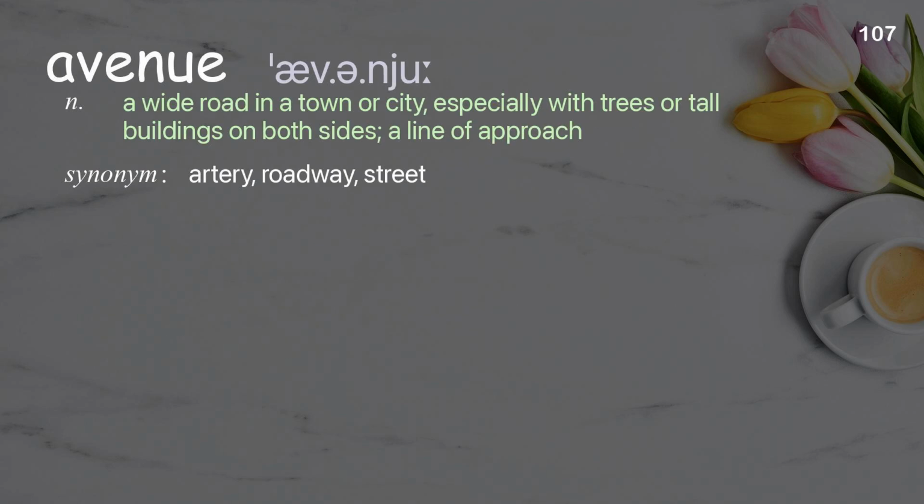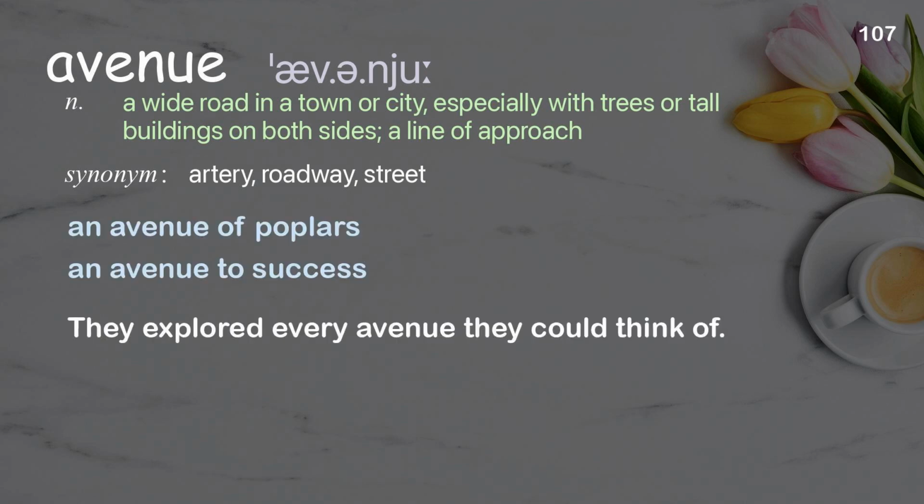Avenue. A wide road in a town or city, especially with trees or tall buildings on both sides, a line of approach. Examples: An avenue of poplars. An avenue to success. They explored every avenue they could think of.